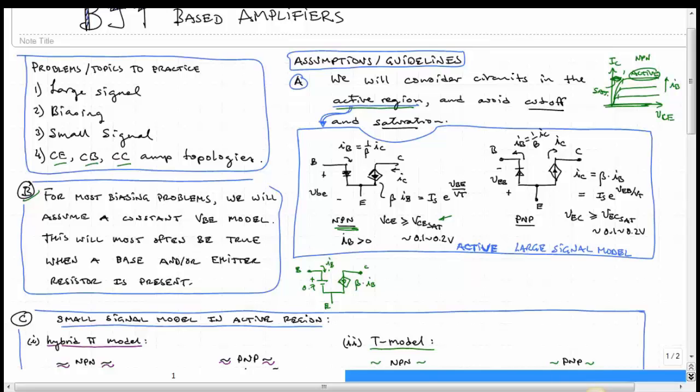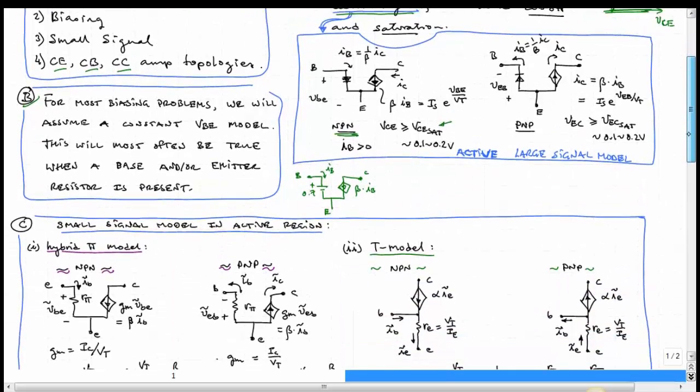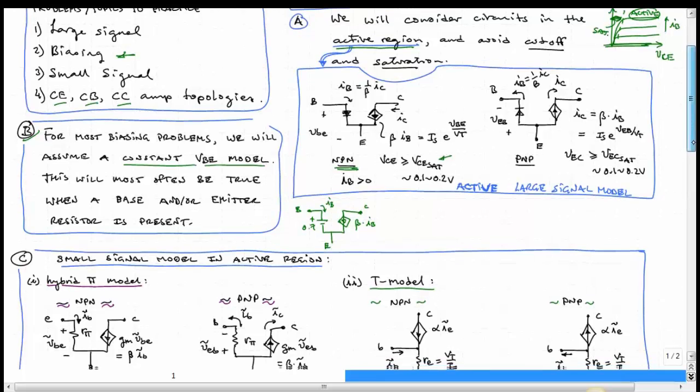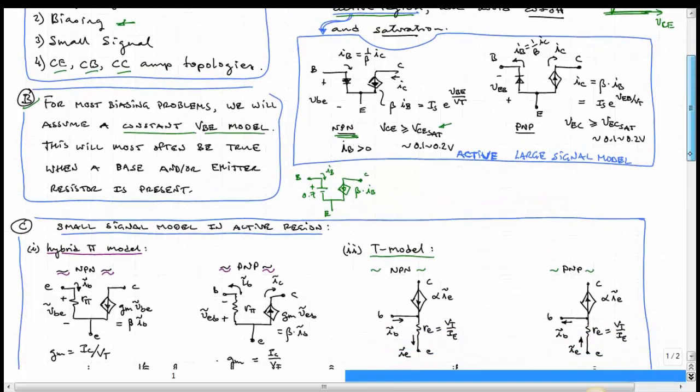In that case, we would have to use the full large signal model with the exponential, which would describe the collector current as being proportional to e to the VBE voltage over the thermal voltage. For most of our biasing problems, when we're trying to bias up an amplifier prior to deriving its small signal equivalent circuit, we will use this simplified constant VBE model. It is accurate enough in most cases, and it greatly simplifies things because we don't have to deal with an exponential nonlinear function.